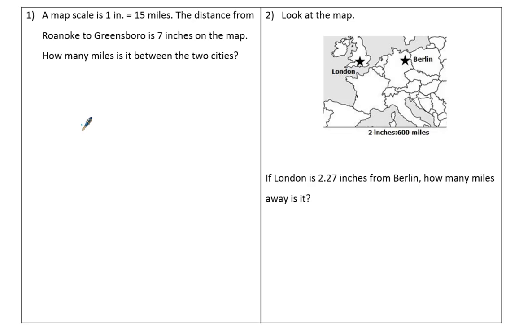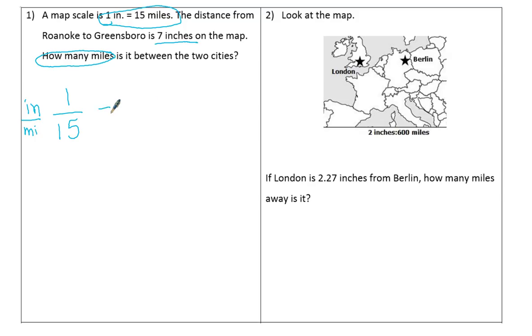So in number 1, we have a map scale of 1 inch to 15 miles. So that's what we know. The distance from Roanoke to Greensboro is 7 inches on the map. How many miles is it between the two cities? So they gave us our scale factor. It's 1 inch over 15 miles. So we're doing inches over miles over here if you want to remind yourself what your units should look like.